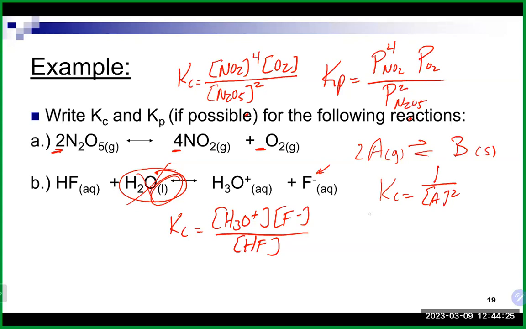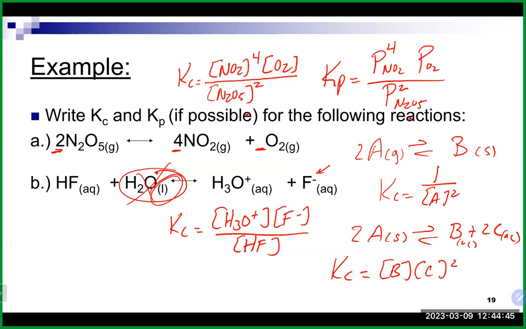Just like if you had something like this, where these say aqueous. In this case, the Kc would really just be our products. Again, we wouldn't include this one as it's a solid.